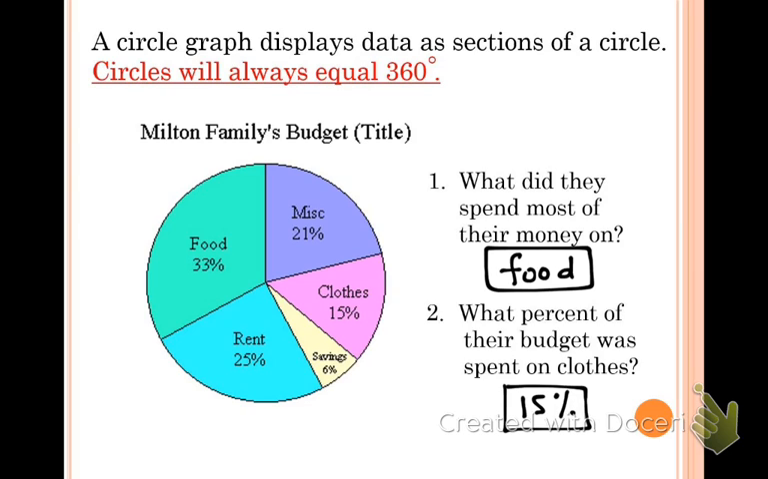Is there any kind of comparison that you can do between things they spent? The least amount of money they spent was on savings. Okay, it doesn't look like they put too much of their money to savings. They only spent 6% on that. What else? The second least amount of money they spent was on clothes. If I was to compare clothes versus food, what did they spend more on, clothes or food? Food. Okay, so there's a lot of things that we can gather from a circle graph.